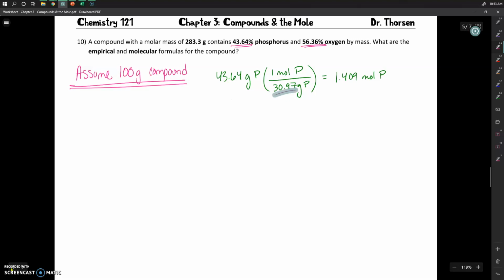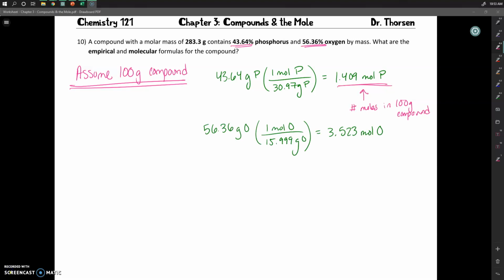So this number of moles that we're getting over here on the side, this is the number of moles in 100 grams of the compound. So we're going to do the exact same thing with the oxygen. The oxygen has 56.36% by mass for this compound. So we're taking that percent as the mass of oxygen in 100 grams of the compound. And we're doing the exact same thing we did with the phosphorus. We're converting this into moles by dividing by the molar mass of oxygen, which you just get from a periodic table.